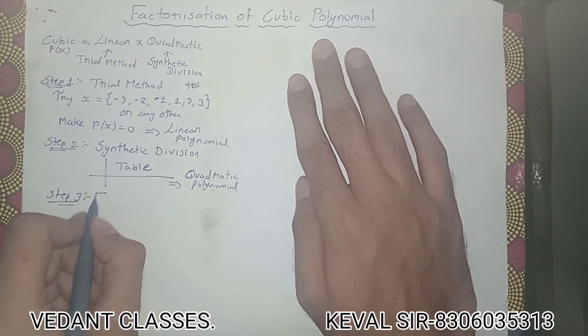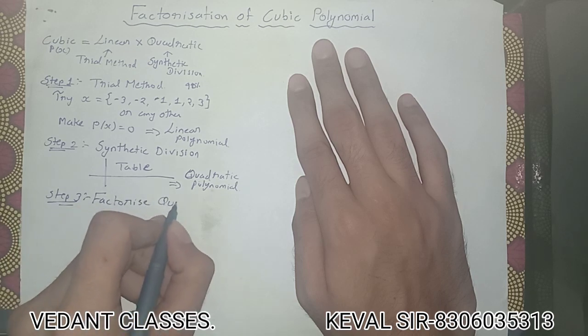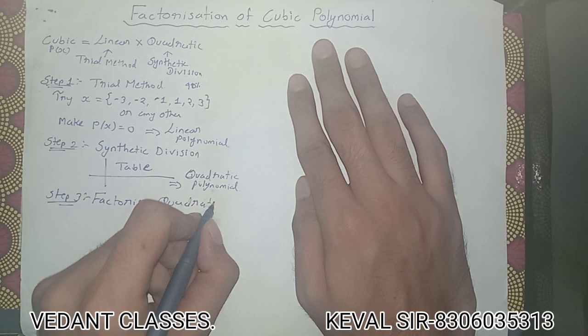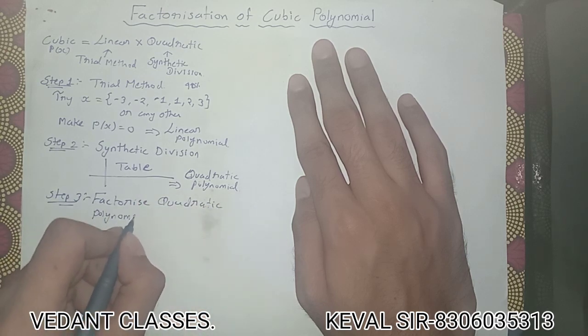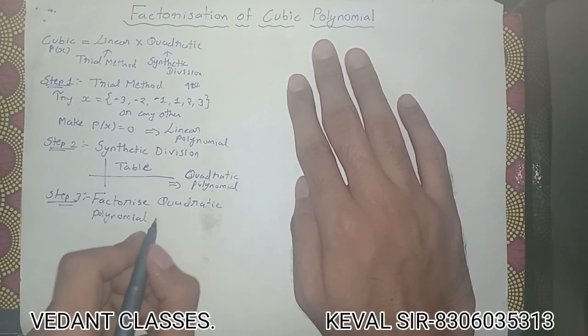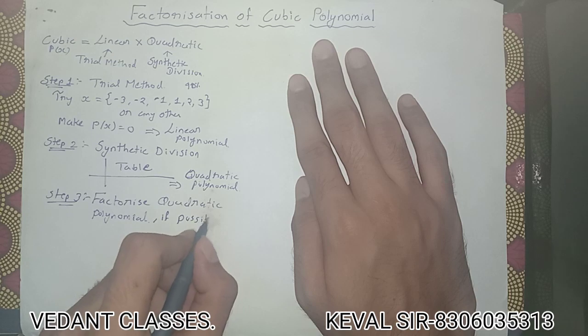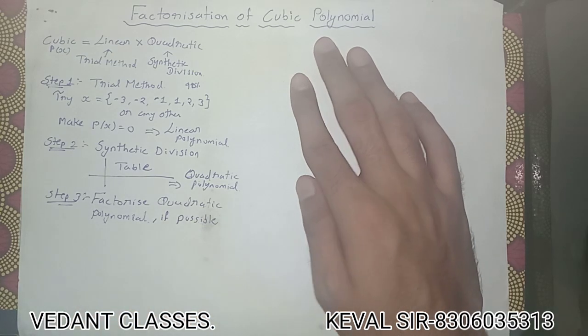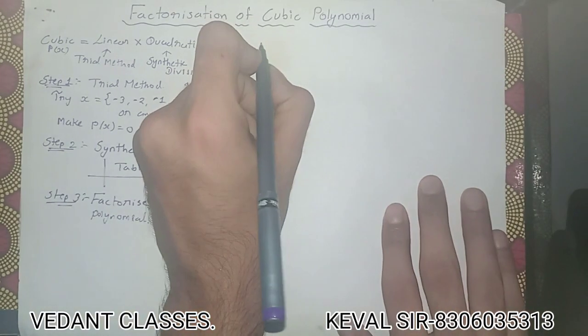In step 3 you need to factorize the quadratic polynomial if possible. Sometimes it's not possible to factorize the quadratic polynomial. So these are the simple steps that you need to follow to get the factors of cubic polynomial. Now let's solve one question.